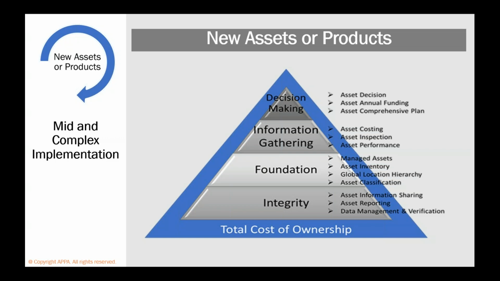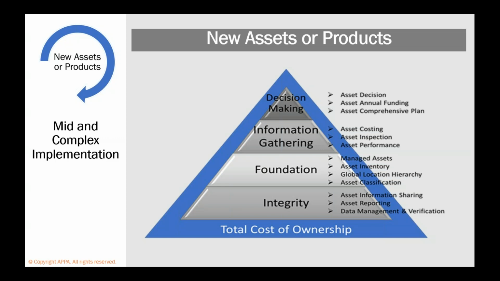Asset inventory, taking it all the way to complex, might be an IWMS system. That might be a BIM implementation, and a GIS implementation would be something to look for at a complex level, with your global location hierarchy. And then adopting an asset classification system. Again, Deke talked about how we're tied to other ISO standards, and adopting those within those standards is definitely something for TCO implementation that would take you from the basic to the mid and complex level.